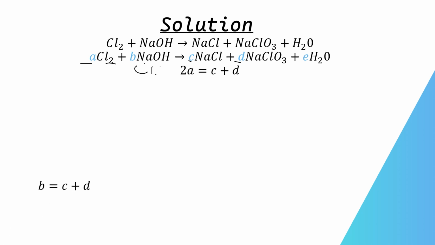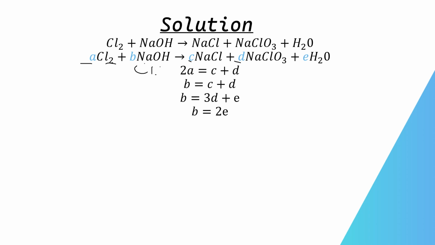Now we go to Na. We have 1B giving us 1C plus 1D. Let's go to O. 1B on the left hand side will give us 3D on the product side and 1E. So write that too. Now for H we have B equals 2E. So the B on the reactant side will give us 2E for hydrogen.